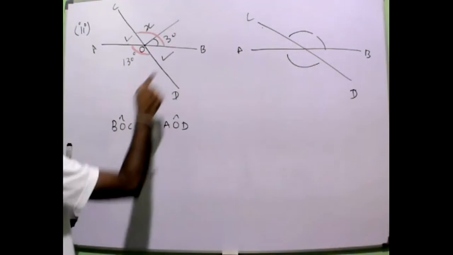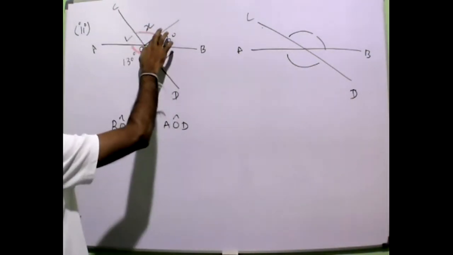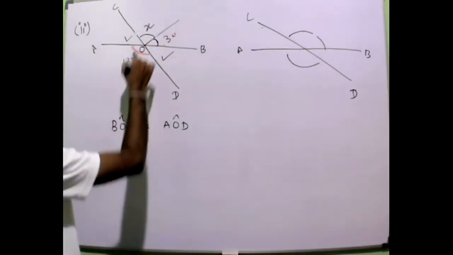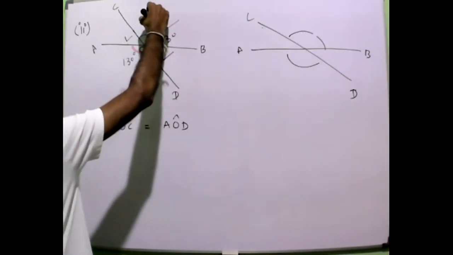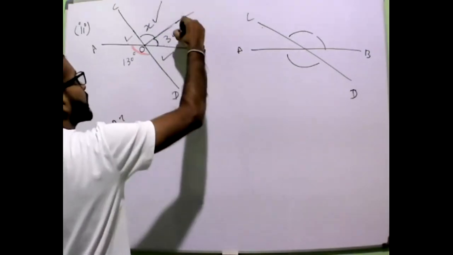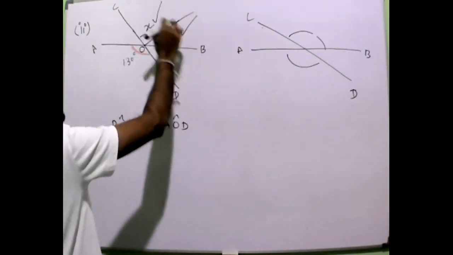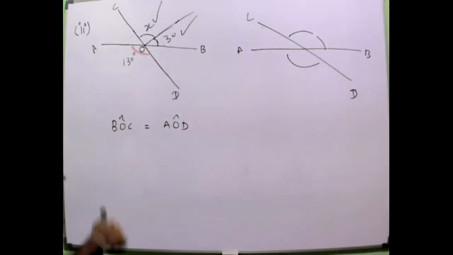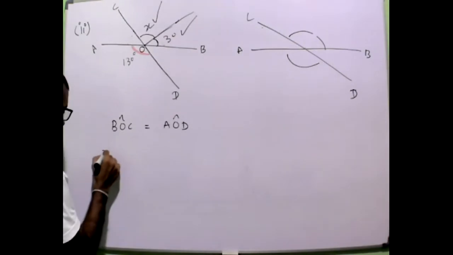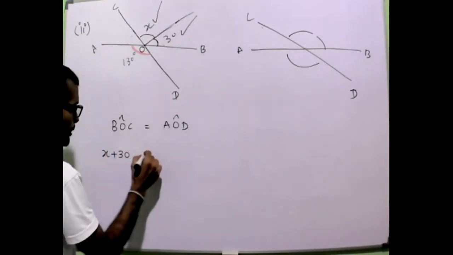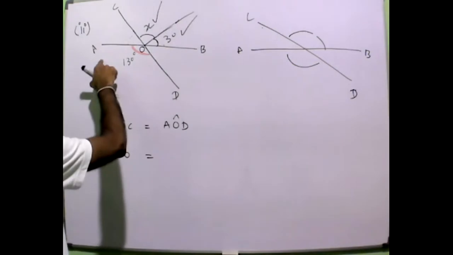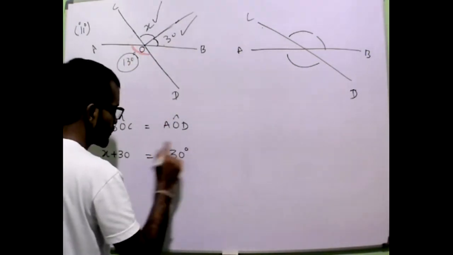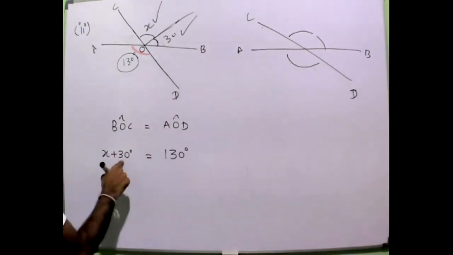And how can you write BOC angle? BOC angle is x plus 30. BOC angle means the summation of these two angles, this angle and this angle, right? If you add x plus x and 30, you obtain the value of BOC angle, so x plus 30. Then what is the value of AOD angle? It is 130. So now you can find the value of x. Very easy.